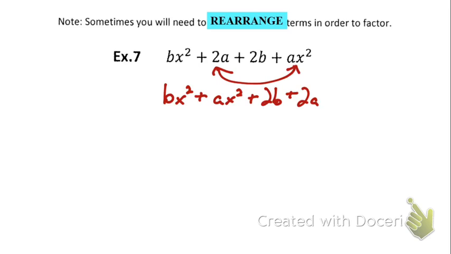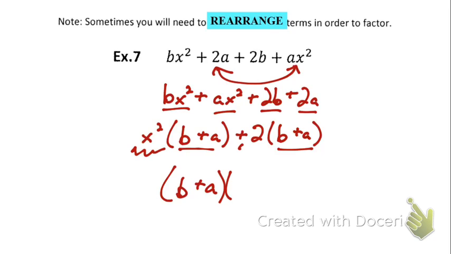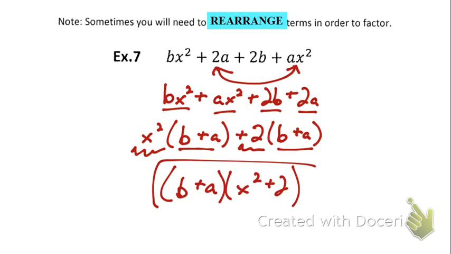Okay? So now the first two terms do have something in common. They have an x squared. What I'm left with after I take it out is a b plus an a. That looks good. Now the next two, pun intended, have a 2 in common. We take the 2 out, and I'm left with b plus a. Okay, so the b plus a's match, so we take them out. Still have to write them. And I'm left with x squared plus 2. No subtraction here, so no difference of two squares. That is completely factored.